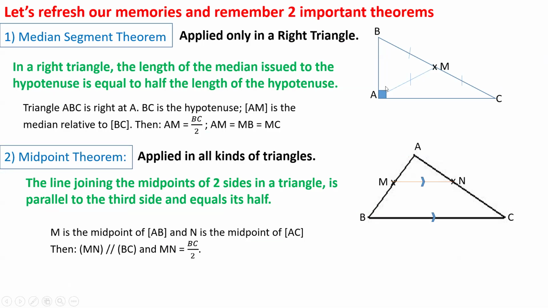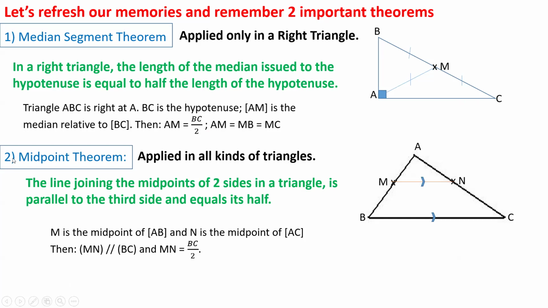For example, if I have triangle ABC right at A, M is the midpoint of BC, then MB is equal to MC. AM is the median issued from A to the hypotenuse BC. Then, according to the median segment theorem, we say, since M is the midpoint of BC and AM is the median issued to BC, then using the median segment theorem, AM is equal to BC over 2. Then AM is equal to MB is equal to MC.